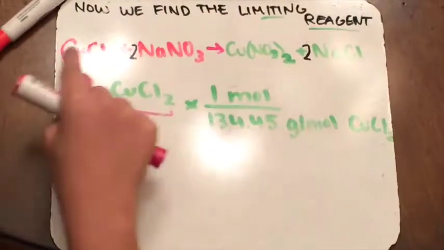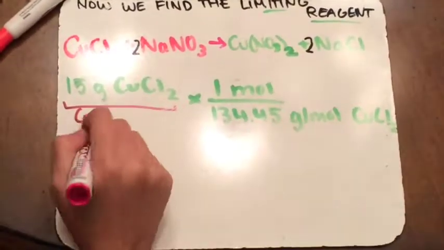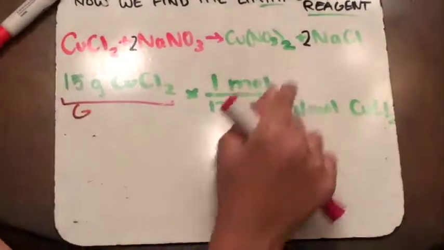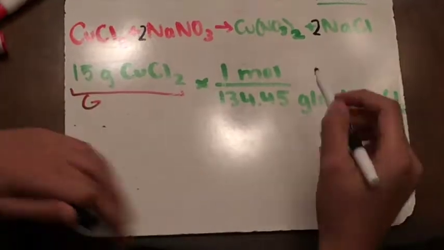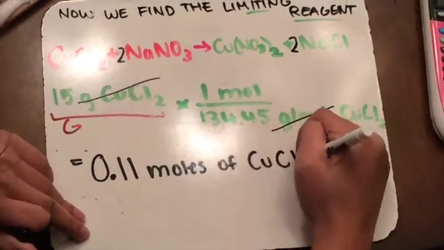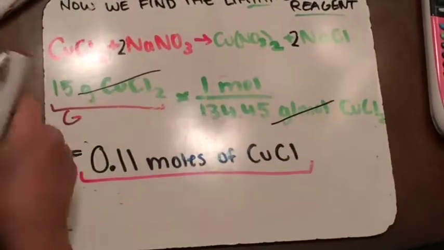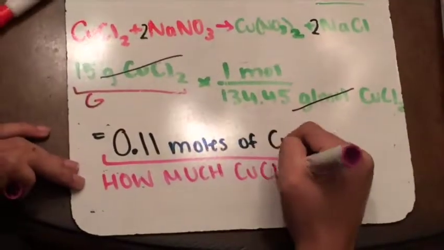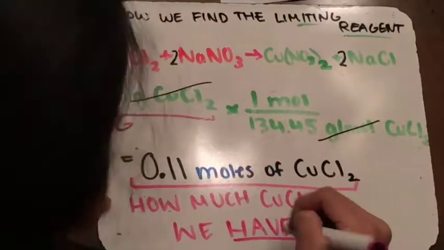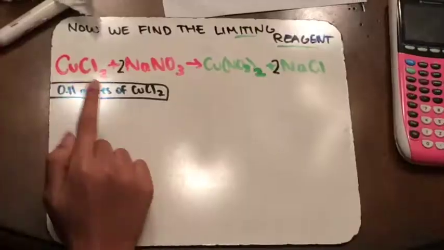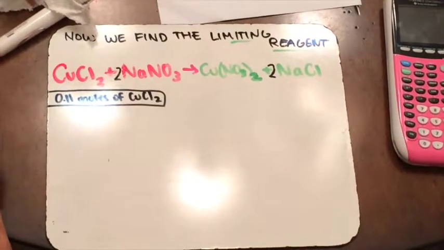So for this part, to find the limiting reagent, we basically first have to change the amount of copper chloride that we were given, 15 grams, into moles. So I'm putting grams at the bottom, and I'm using the molar mass found in the periodic table and on my sheet. And I'm putting 1 mole at the top because 1 mole has that many grams. Then I divided using my calculator and got 0.11 moles of copper chloride. And that number is actually how much copper chloride we have in storage. So I'm writing that to the side so we can look at it, so that's 0.11 moles of copper chloride.